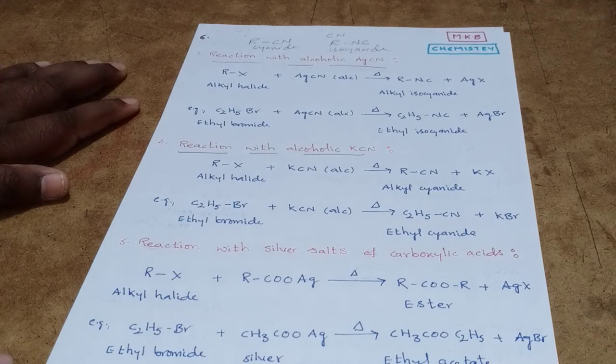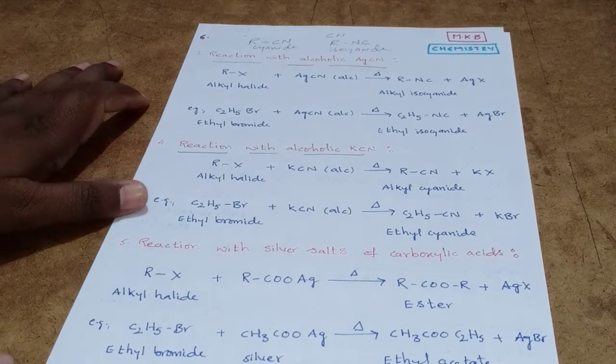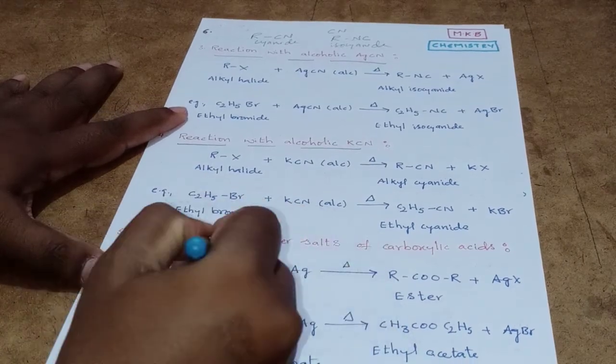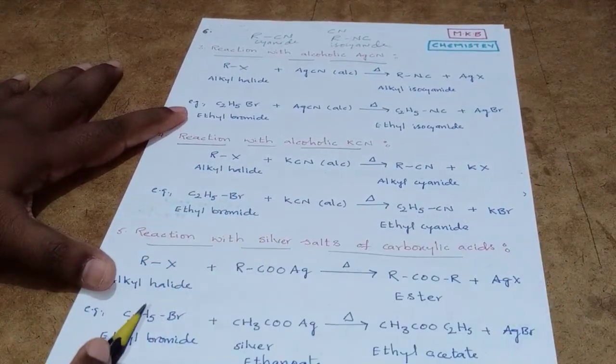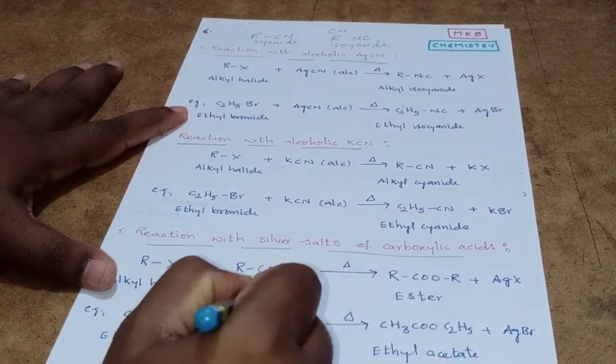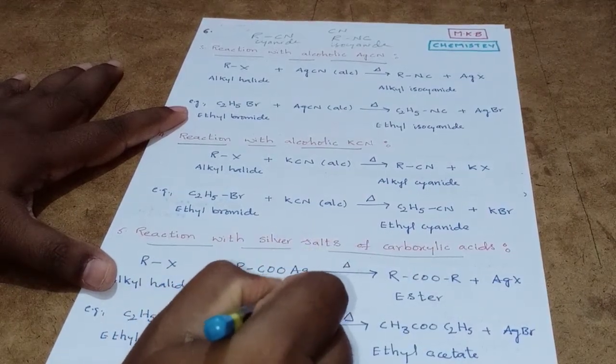Then the reaction with silver salts of carboxylic acid. How to write the formula of the silver salt of carboxylic acid? Carboxylic acid, RCOOH.